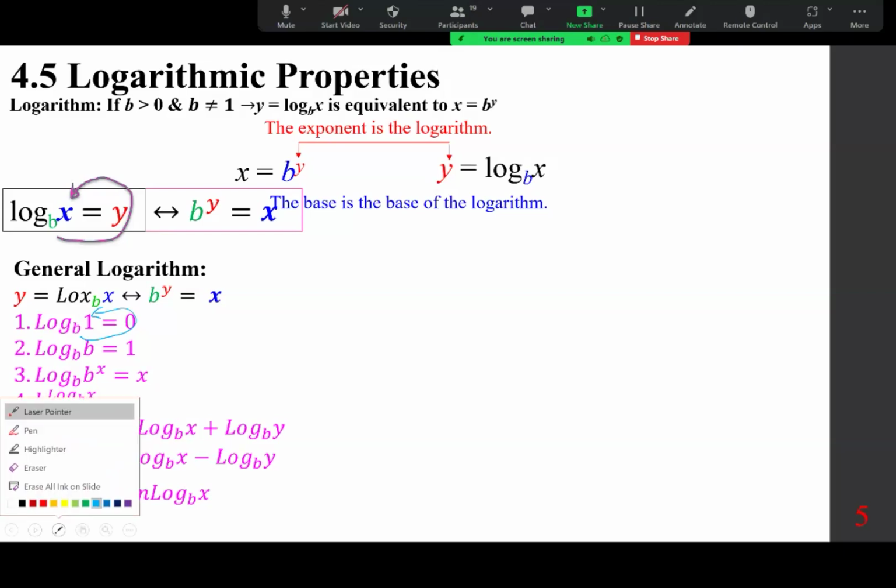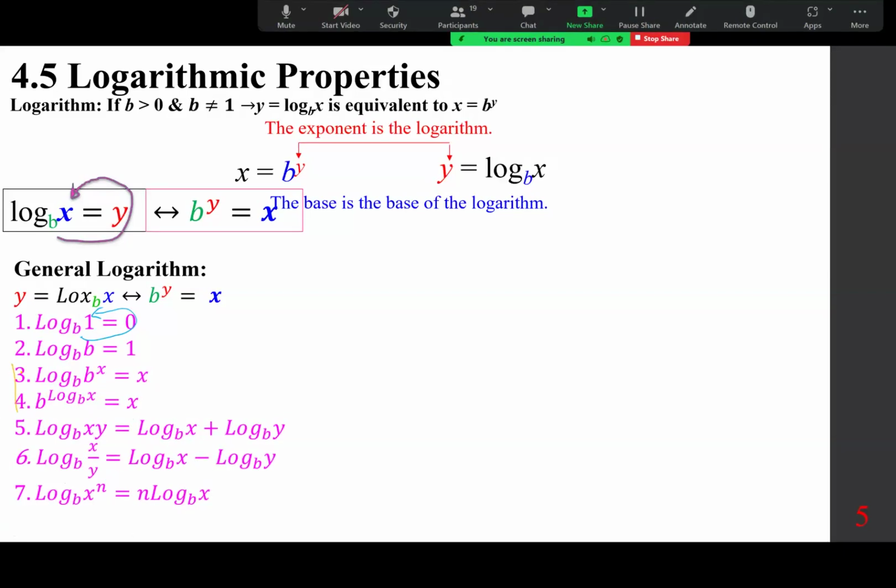Numbers 3 and 4 refer to the fact that logarithmic functions and exponential functions are inverse functions. Number 5, log of x y base b is log x base b plus log y base b, which means we are using the product rule. Sometimes we go from right to left, sometimes we go from left to right.